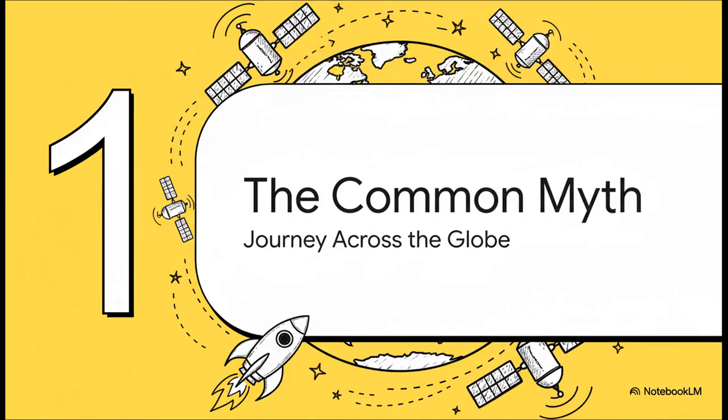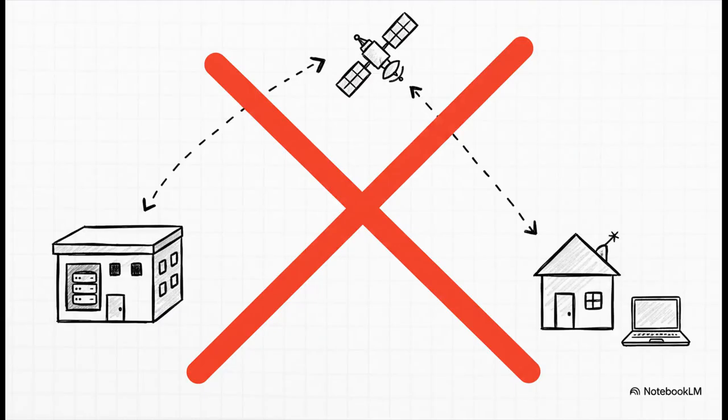All right, so to really get how this works, we've got to bust a pretty common myth first. When you picture data flying around the planet, what's the first thing that pops into your head? For a lot of us, it's probably satellites. I mean, it sounds totally logical, doesn't it? A data center just beams the signal up to a satellite, and that satellite beams it right back down to you. Super simple, clean, and, well, completely wrong.